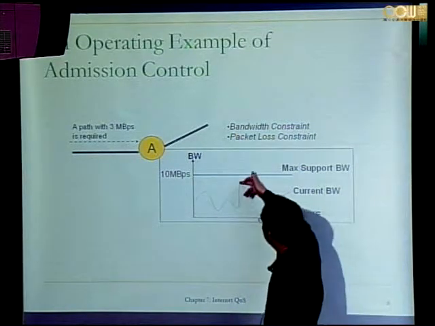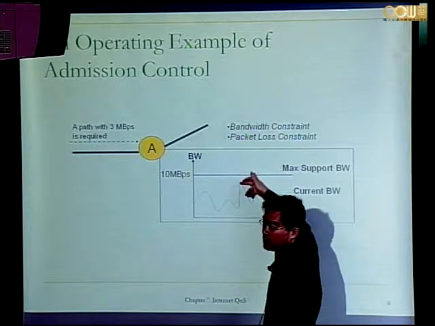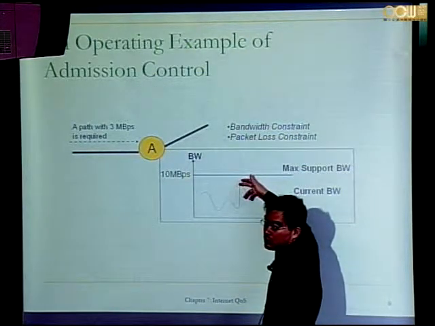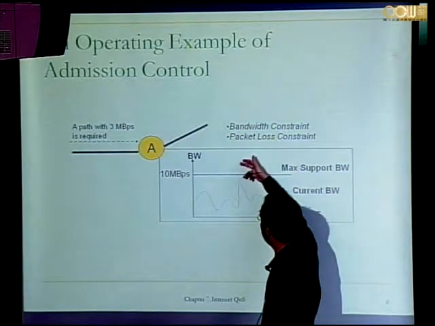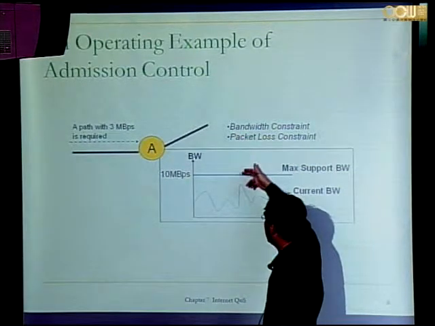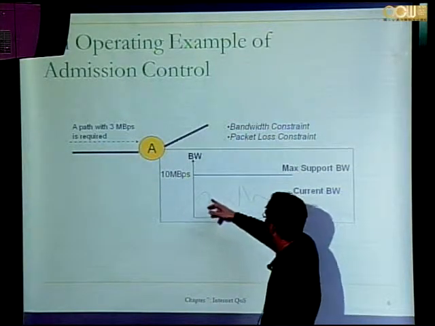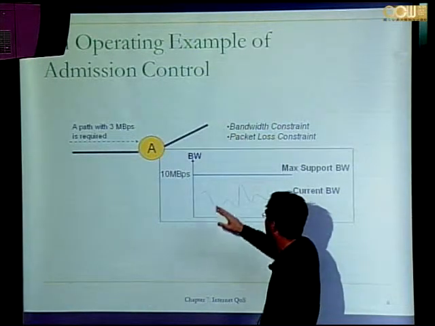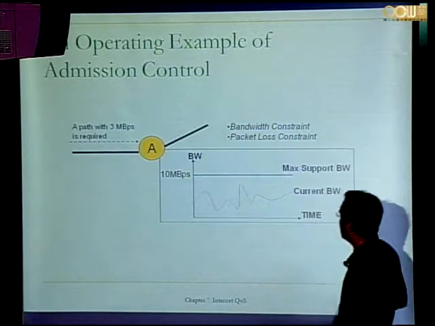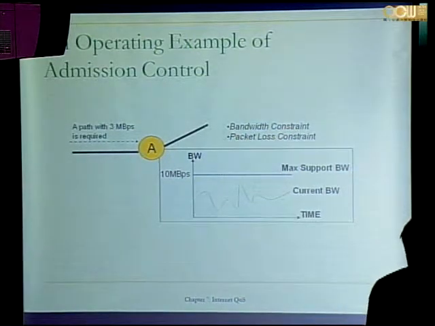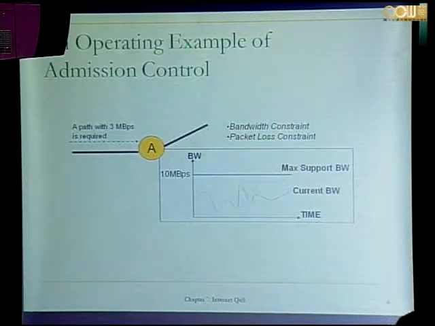If I take the maximum bandwidth, my answer will be no. If I admit this 3 megabit per second, my peak will exceed 10 megabit per second. If I take the minimum, I would say yes, it's quite safe to admit this flow. So either taking this or this is not good. I should take the average. But how do I measure the average bandwidth, the average traffic bandwidth, the current bandwidth being used? How we measure the average is an issue that we will see later.